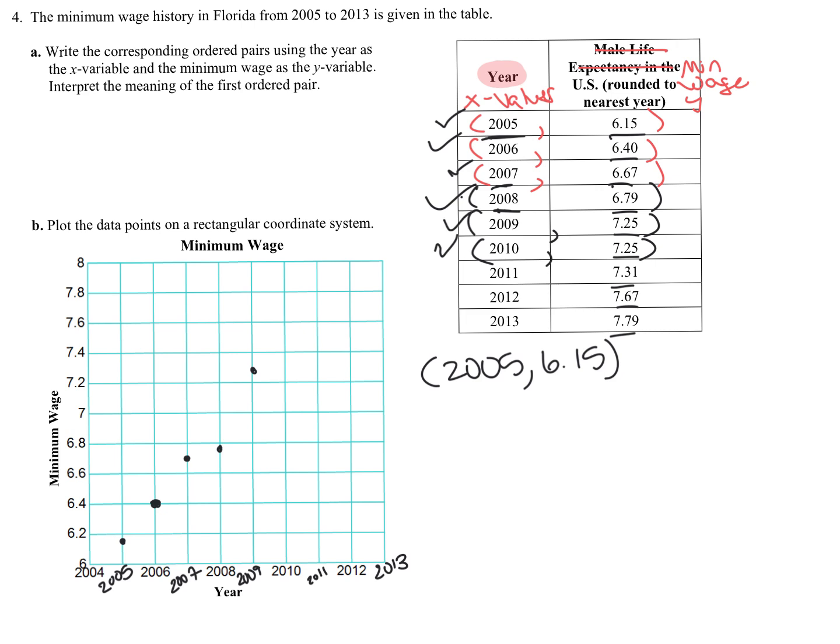2010, 7.25. 2011, 7.31, and so on. 2012, 7.67. And then 2013, 7.79. All right, cool. So that is what that looks like. And so all we did was plot the ordered pairs. All right, that's it.